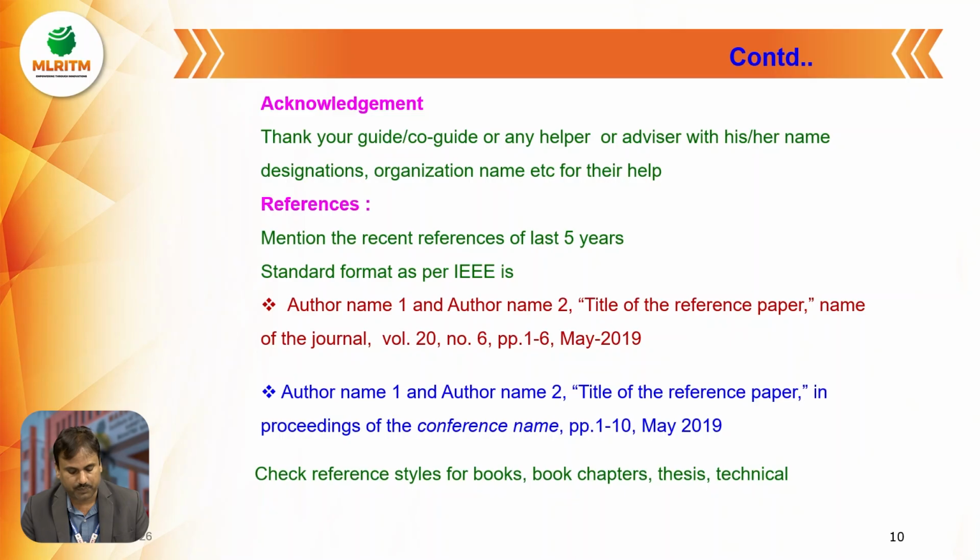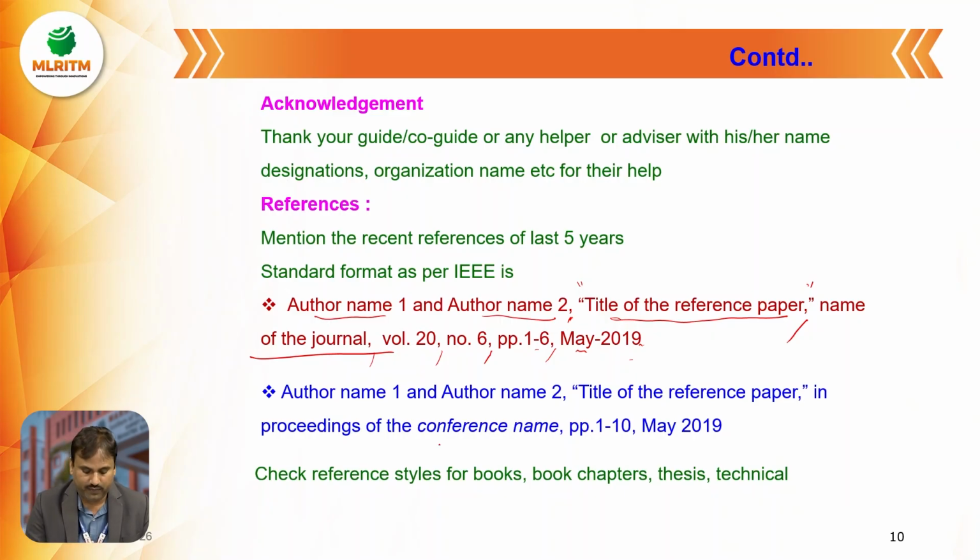If you have a conference paper, journal, or book chapter, different publications have different formats. For example, if you have a journal, the journal format is like this: author name, then comma, double quotation starting, title of the reference paper, again comma, double quotation ending, name of the journal, comma, volume 20, comma, number 6, comma, pages, P stands for pages, 1 to 6, comma, month May and year 2019. This way you need to write the complete reference, the paper details.